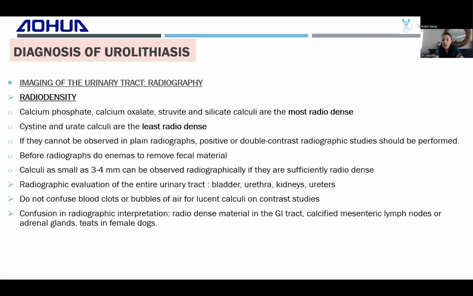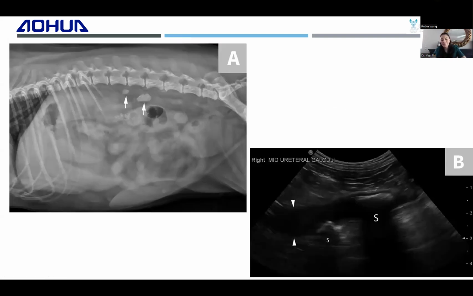And there are always other things that might confuse us in our radiographic interpretation, like radiodense material in the GI tract, calcified mesenteric lymph nodes or adrenal glands, or calcified mammary glands in the female dogs, which is very, very common. So please do not perceive those as uroliths. And sometimes I have some calcified gallbladders, and they tell me that's a urolith. I mean, please be aware of the anatomy of your radiograph as well. In the DV, it's even worse.